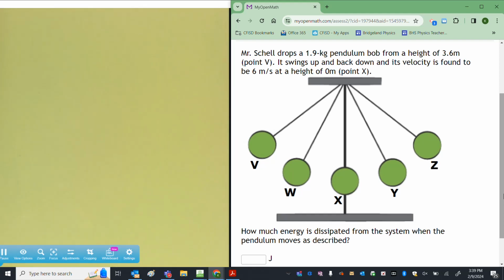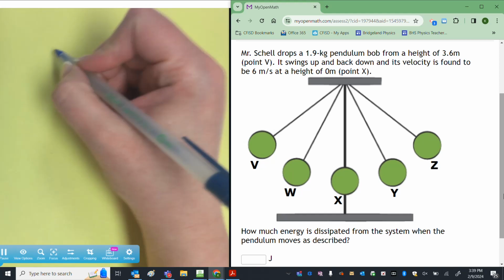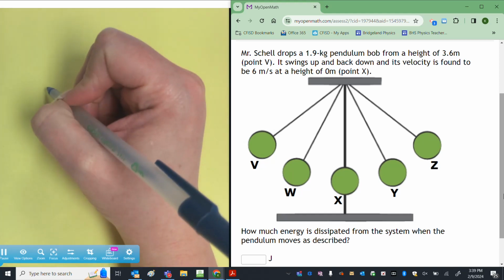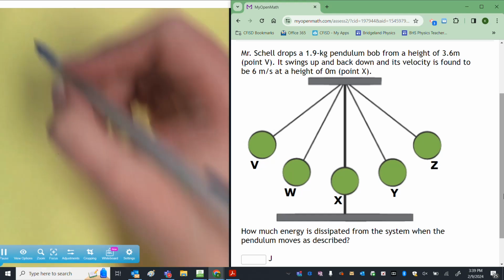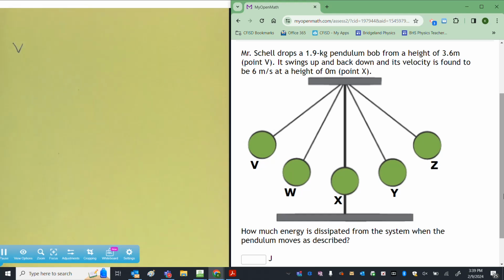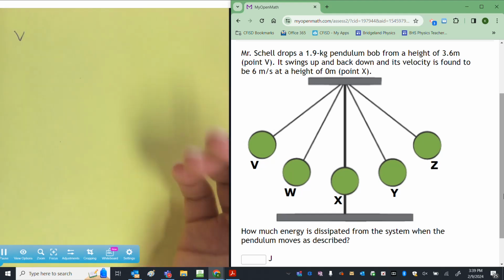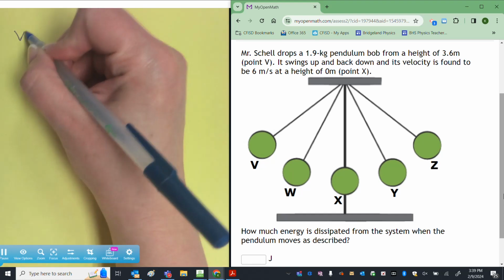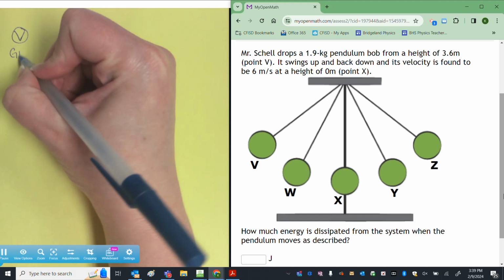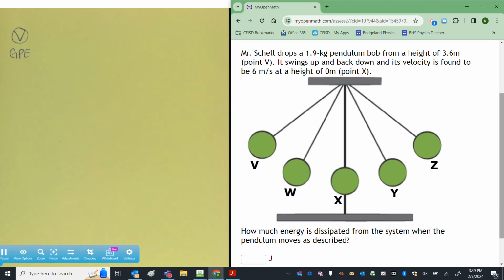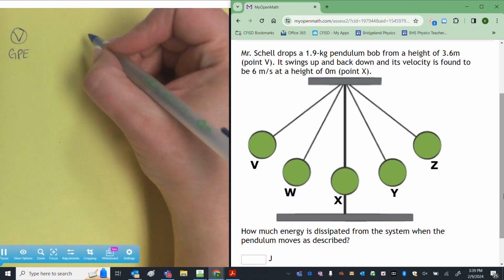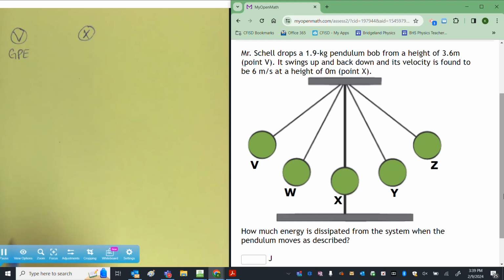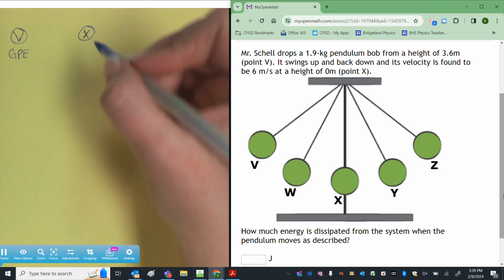So again, we're going to need to think about the energy forms that are present. I know that this pendulum bob, it tells me about what's happening at point V, and at point V, it's dropped from rest. It says he drops it. It doesn't say that he throws it or pushes it. He was holding it and he dropped it. So at point V, we know that we have gravitational potential energy at the top of the pendulum. At point X, which is the point that it's asking about or giving us other information about, it's at a height of 0. And so I know that the only energy present here is KE.